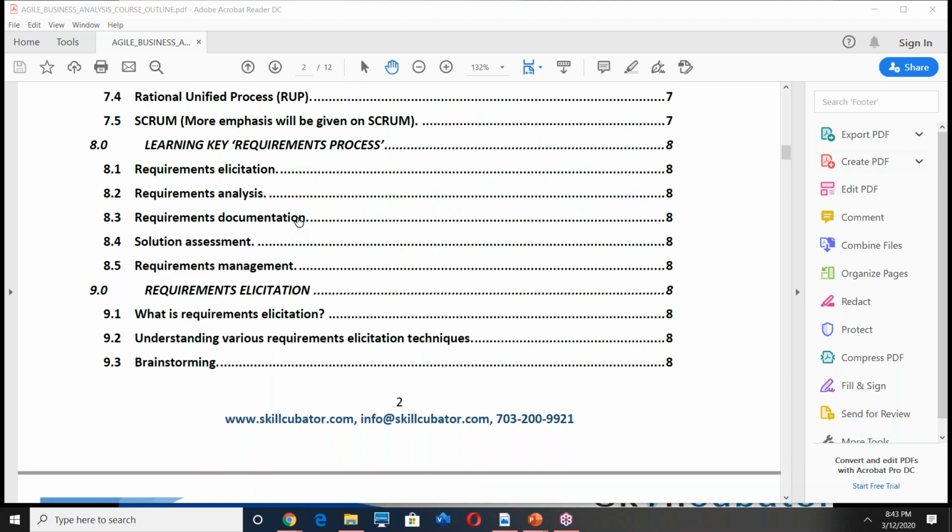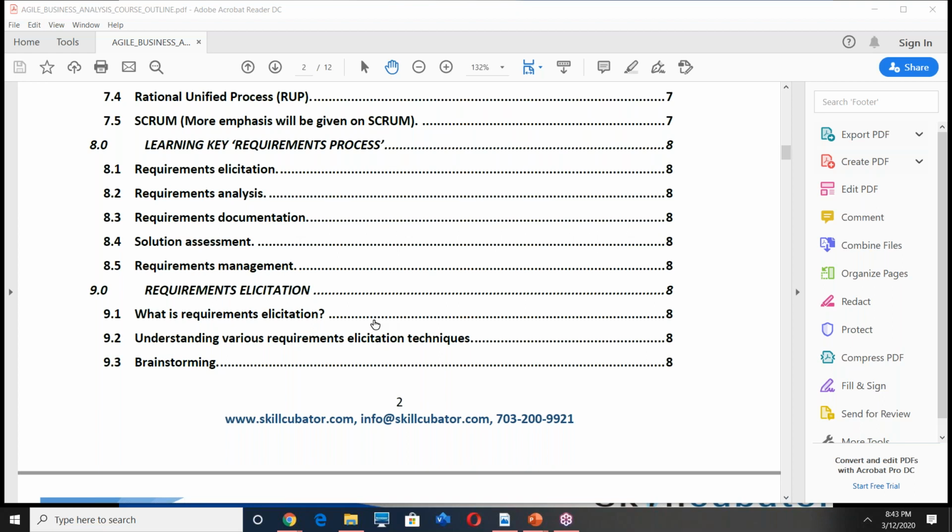And next, we'll talk about the key requirements processes, right from requirements elicitation, analysis, documentation, then solution assessment, and how do you manage a requirement. So all of these will be explained, and then we will go deep dive into each of these processes.